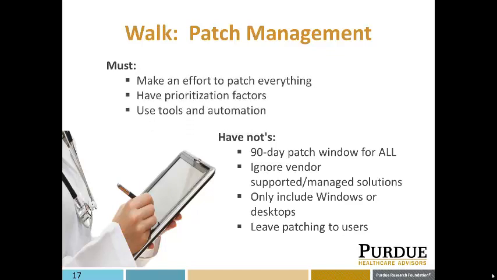You're prone to failure. You must make an effort to patch everything. There are going to be situations where you can't patch, but knowing that you can't patch, don't push it off on your vendor. Have prioritization factors, right? Things that leave a trusted zone into an untrusted zone should have a higher priority than something that remains in a trusted, highly managed environment.